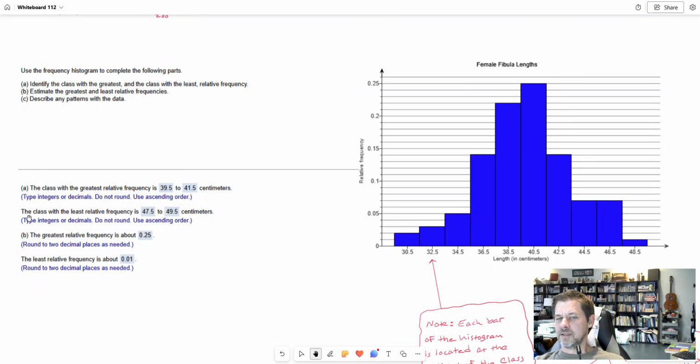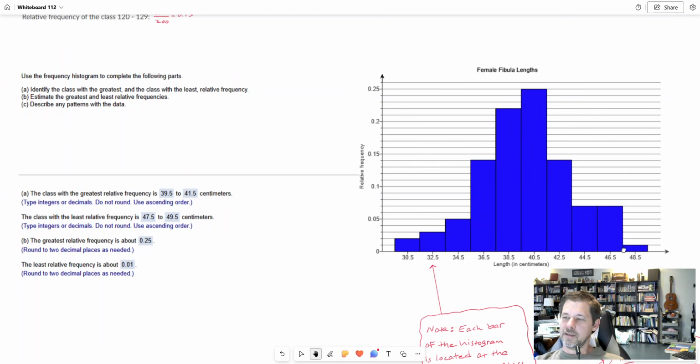What's the class with the least relative frequency? Well, that's going to be the smallest bar, which is this last one. Now, again, I use that same procedure and I find the class limits for this last bar. How far did we decide you have to jump down from the midpoint to get the beginning of the bar and up to get the end? It was jump down by 1 and up by 1. So that'll be 47.5 to 49.5. 48.5 minus 1 is 47.5, plus 1 is 49.5. Okay, so that's part A, to find some class limits based on midpoints.